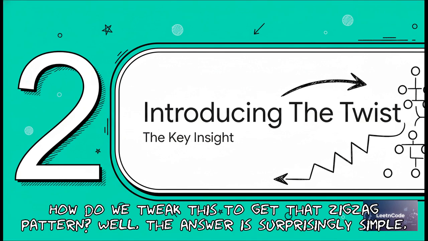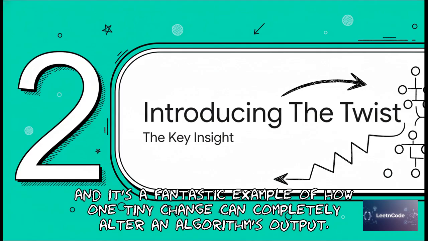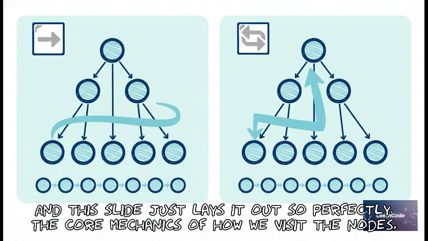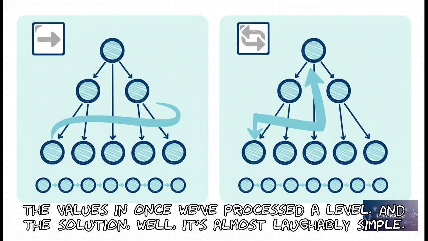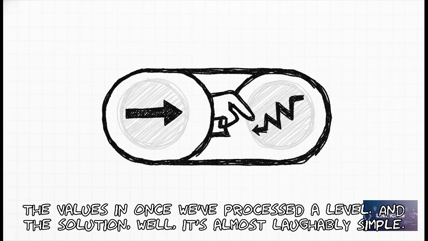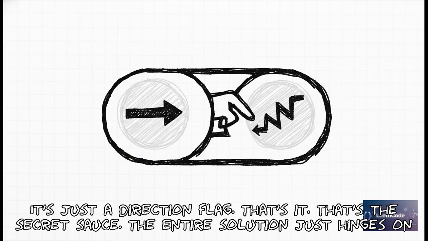Well, the answer is surprisingly simple, and it's a fantastic example of how one tiny change can completely alter an algorithm's output. The core mechanics of how we visit the nodes stays exactly the same. The only thing that changes is the direction we record the values in once we've processed a level. And the solution is almost laughably simple. It's just a direction flag. That's the secret sauce.